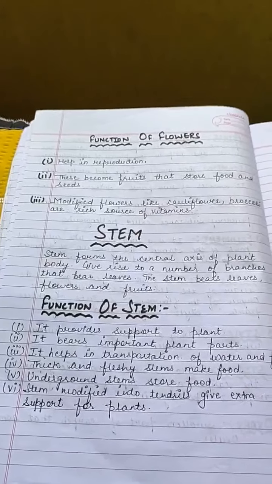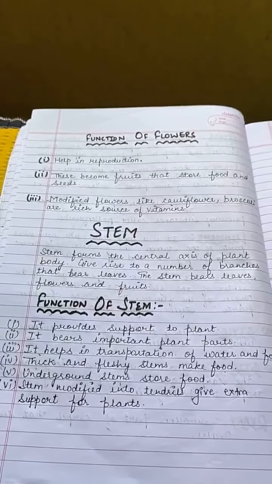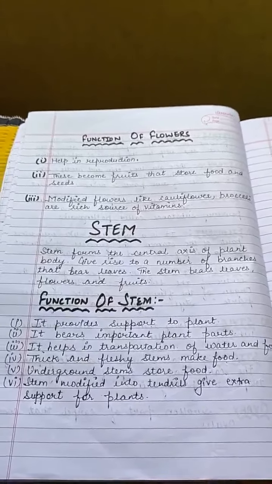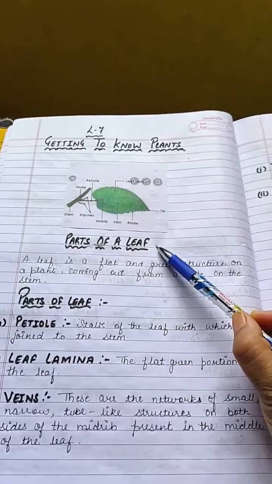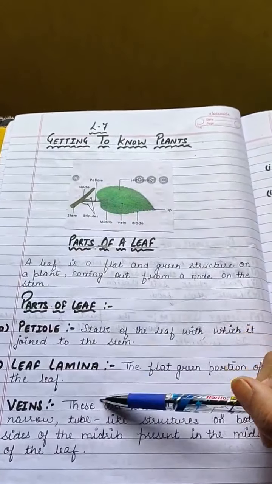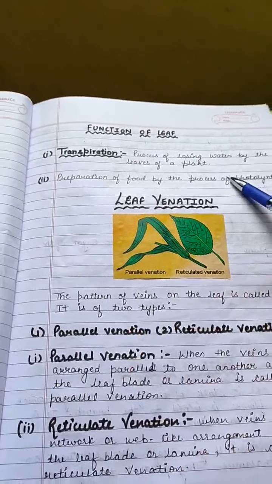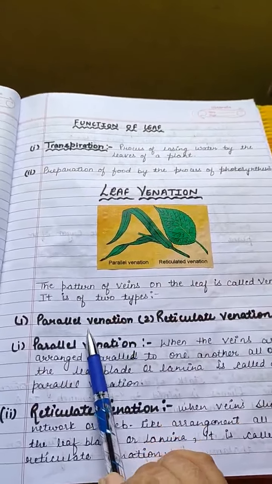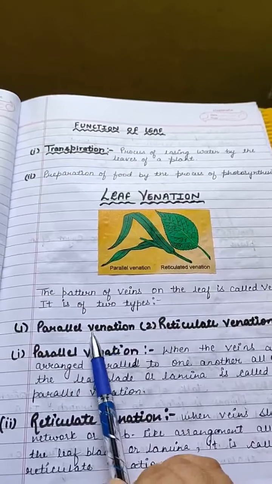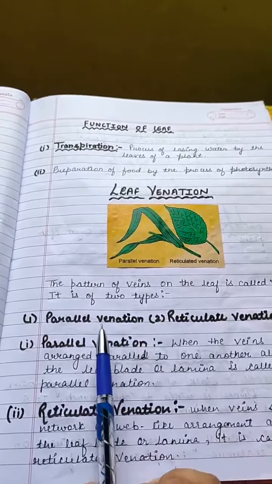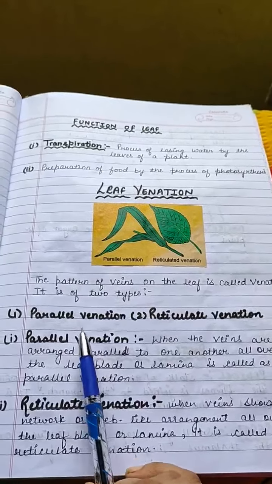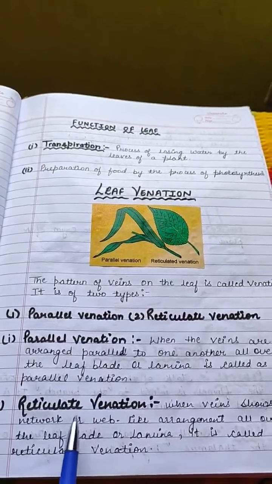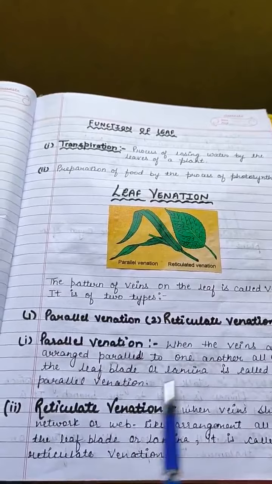So I hope you have understood these topics: what are the parts of a leaf, what are the functions of these parts of the leaf, and what are the functions of leaf? What are the two types of venation: parallel venation and reticulate venation? Parallel venation has a parallel arrangement of veins, whereas in reticulate venation the arrangement of veins is web-like.